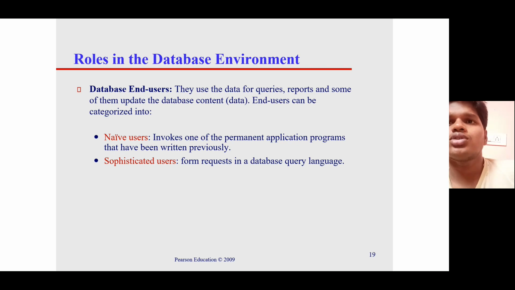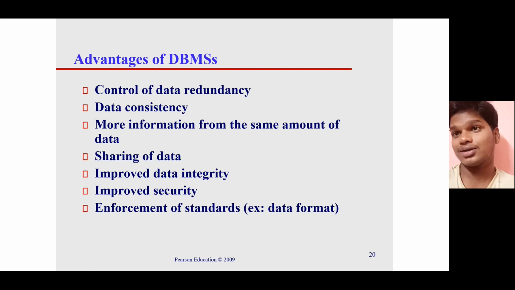Database end users use the data for queries and reports, and some of them update the database content. End users can be categorized into naive users and sophisticated users. Naive users invoke one of the permanent application programs that have been written previously, and sophisticated users form requests in a database query language. Advantages of DBMS: control of data redundancy.